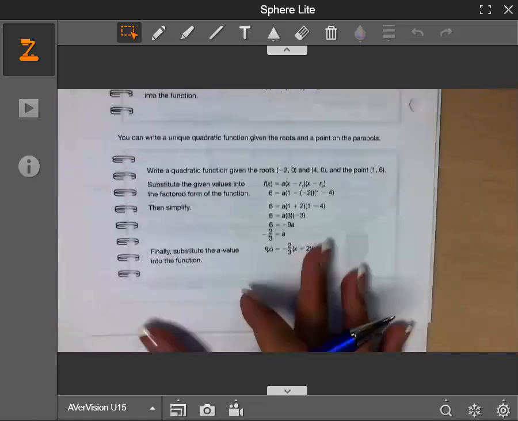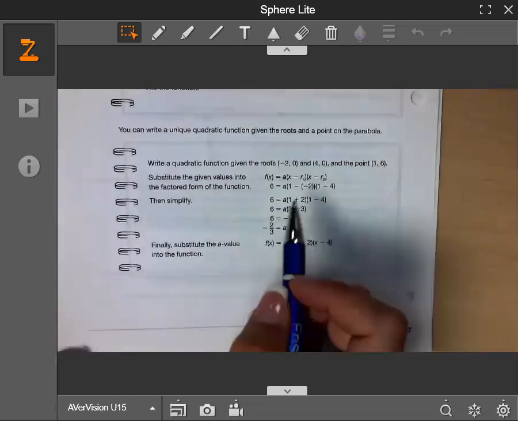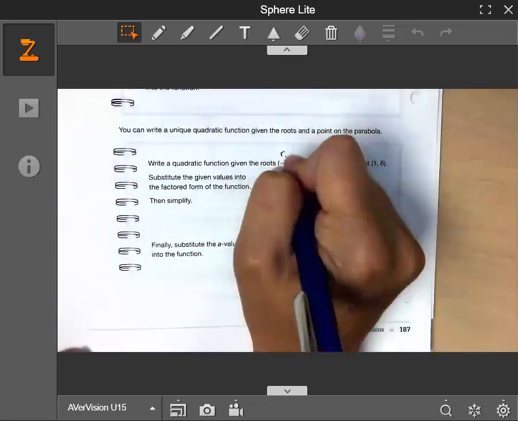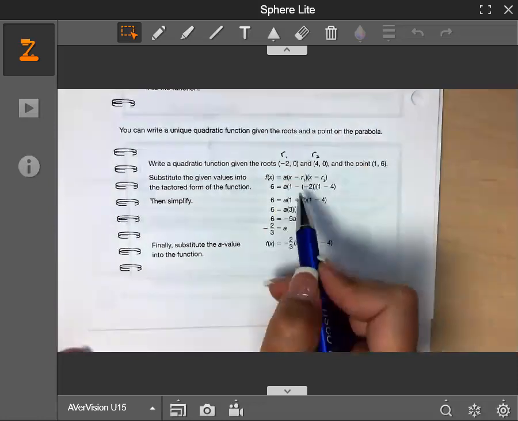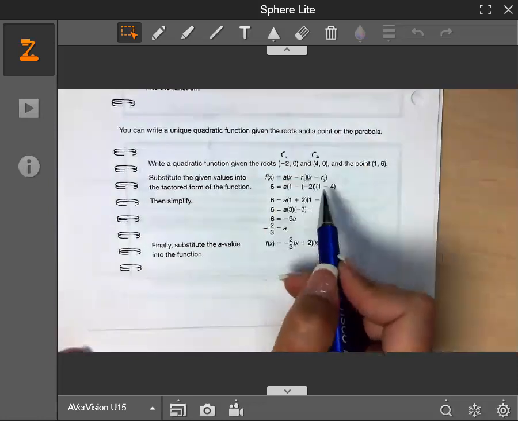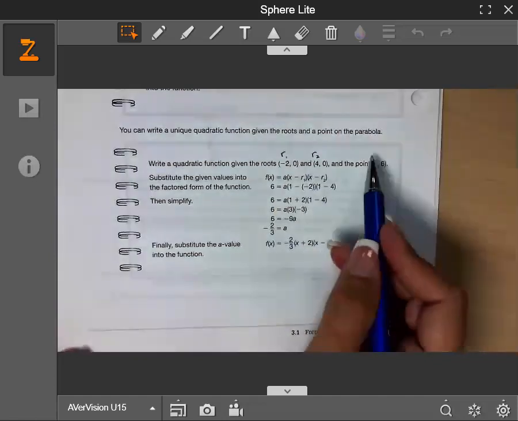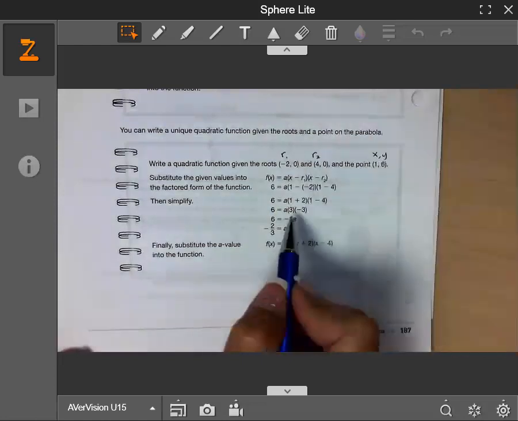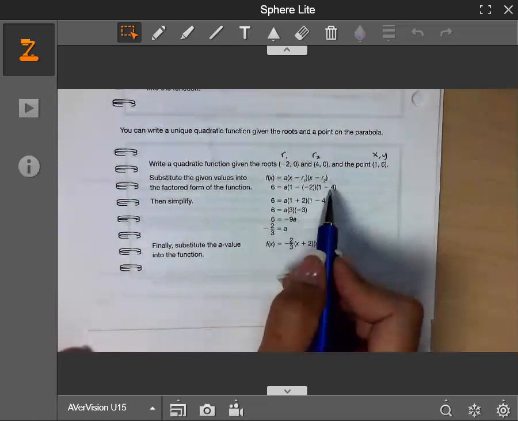The same is true for the factored form. In the factored form, if we're given the two roots, then they have given us R1 and R2. So we can plug that into our equation to be x minus our first root and x minus our second root. Once we have the roots in, we can use this additional point again as an x comma y so that we can plug it in and solve for the a. And so I take that -2 and I plug it in for the R1, I take the 4 and plug it in for the R2.